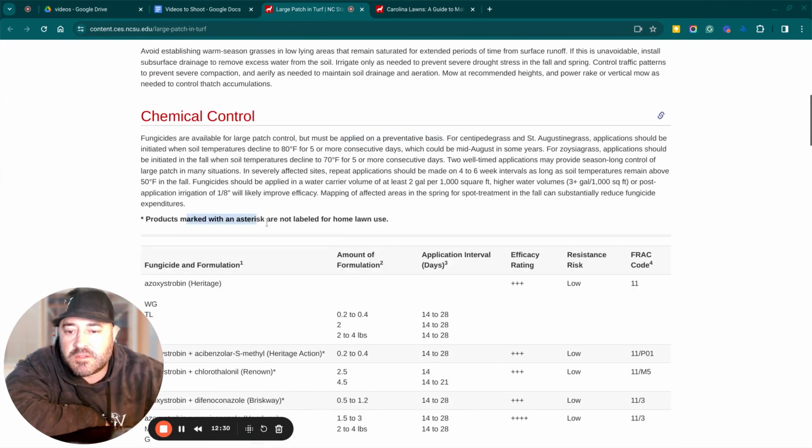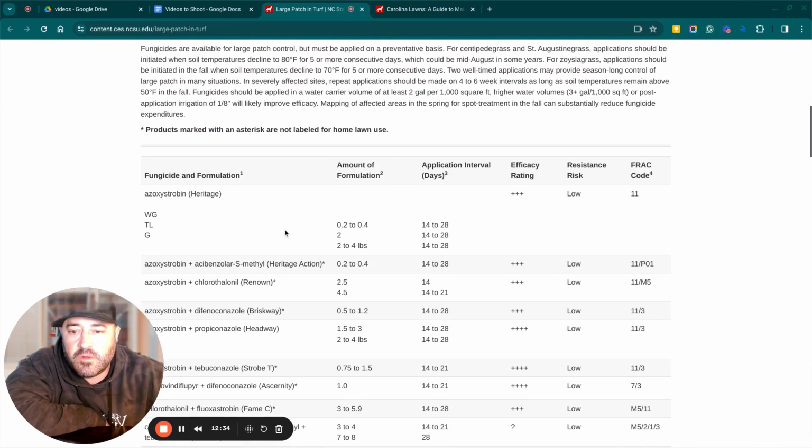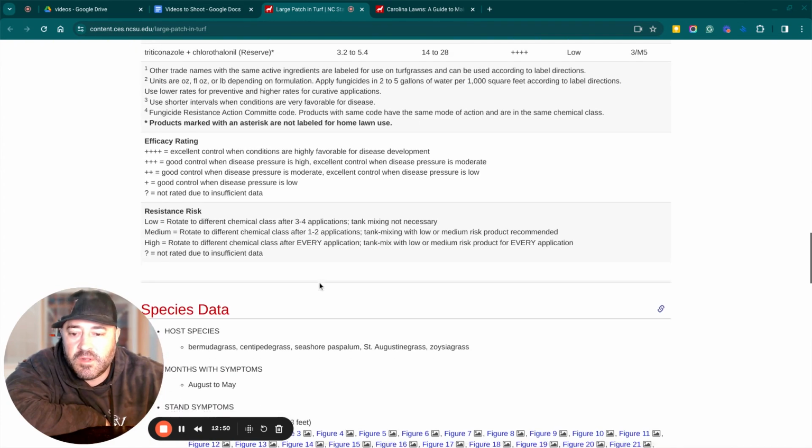All right, so products marked with the asterisk are not labeled for home use. We're going to go over just a couple of products that you could get at Site One or maybe online at Amazon. Heritage, and it's got just azoxystrobin in it, and the efficacy rating has 3 pluses, low resistance. Let's go over that real quick.